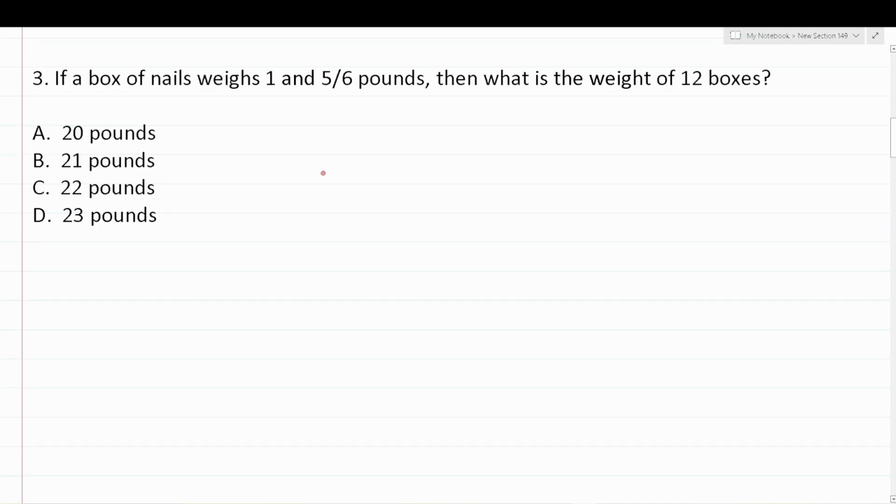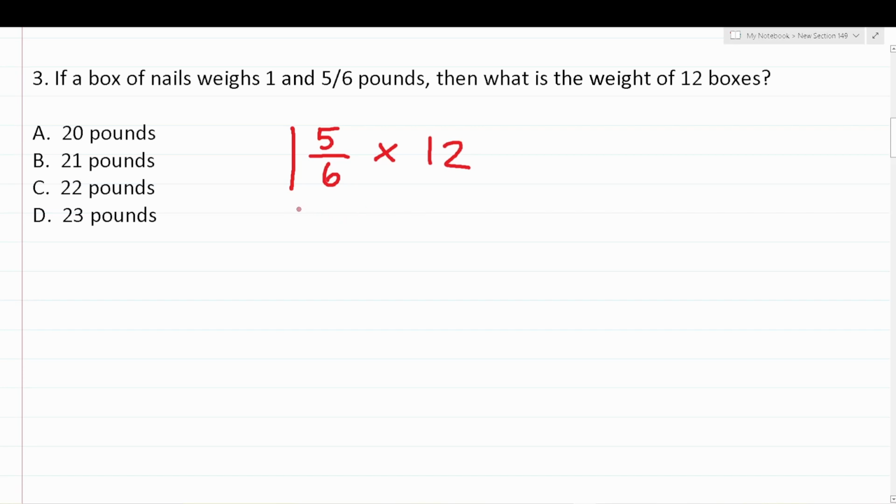All right, so number 3 here says, if a box of nails weighs 1 5/6 pounds, then what is the weight of 12 boxes? All right, so we know the weight of one box of nails is 1 5/6 pounds. To find the weight of 12 boxes, we're simply going to multiply that by 12. All right, so at this point, some people are probably stuck as to how to proceed. And here is the next step.